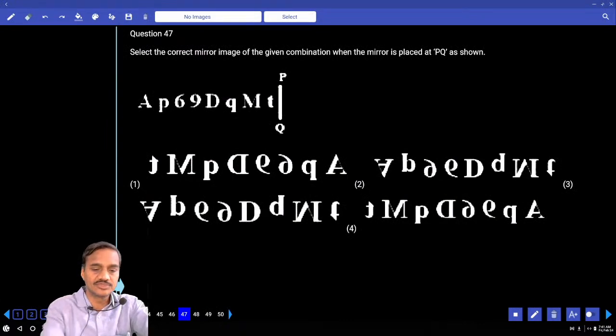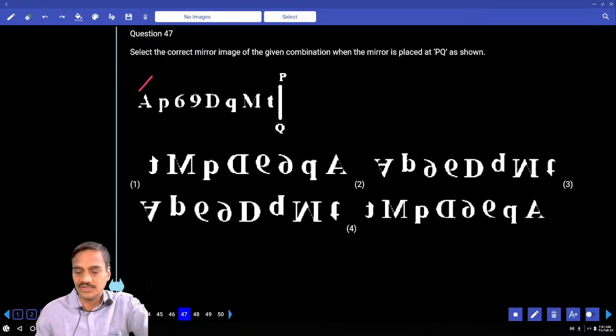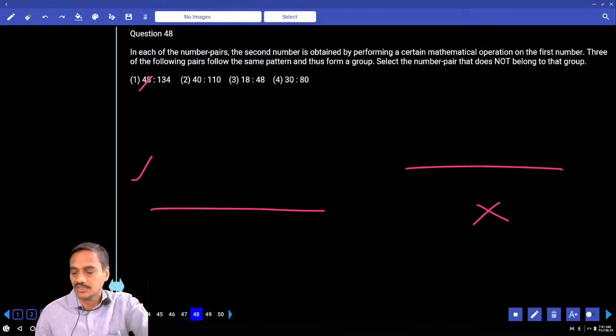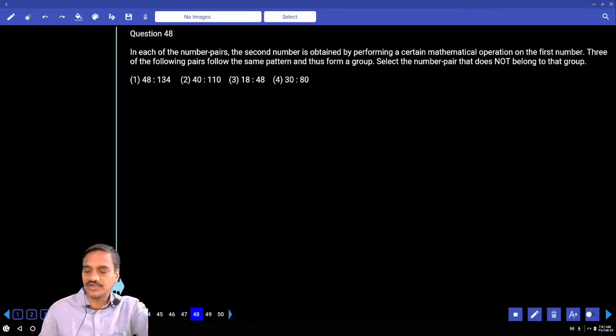Now starting from this one, A must be on the right hand side. Where is A on the right hand side? This is ruled out and this is ruled out. Then P is the same, and 6 must be placed again. Here 9 is done. Hence what is your answer? Choice 1 for 47. Then 48.